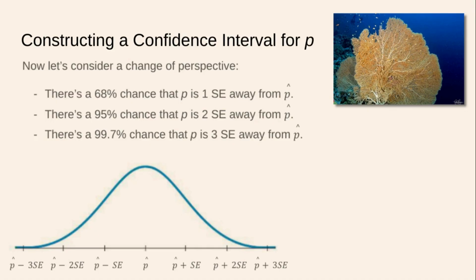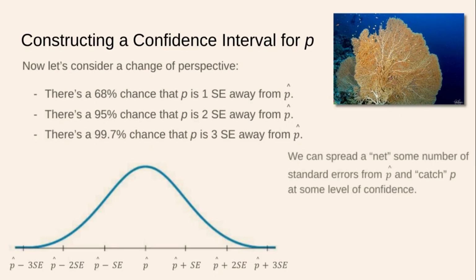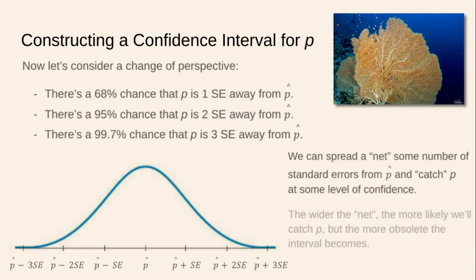So now we can work with a normal distribution curve not centered at some unknown population proportion that we're trying to learn about, but centered at our sample proportion that is relatively much easier to find. So we can spread a net some number of standard errors from P hat and have a certain likelihood of catching, as it were, the true population proportion at some level of confidence. The wider the net, the more likely we'll catch the true population proportion. But if we make the net too wide, the more obsolete the interval becomes.